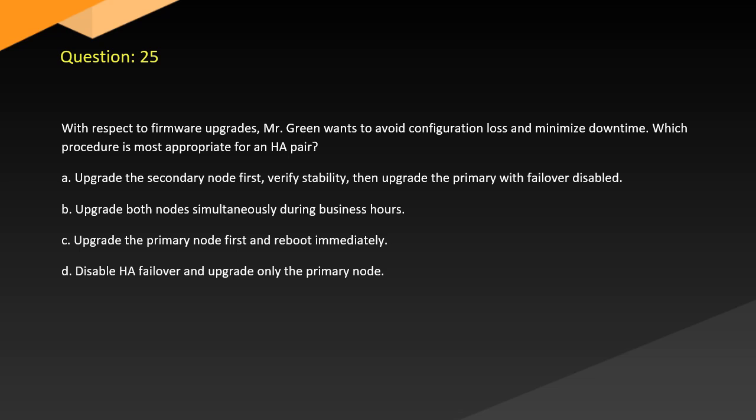Question 25. With respect to firmware upgrades, Mr. Green wants to avoid configuration loss and minimize downtime. Which procedure is most appropriate for an HA pair? A. Upgrade the secondary node first, verify stability, then upgrade the primary with failover disabled. B. Upgrade both nodes simultaneously during business hours. C. Upgrade the primary node first and reboot immediately. D. Disable HA failover and upgrade only the primary node.